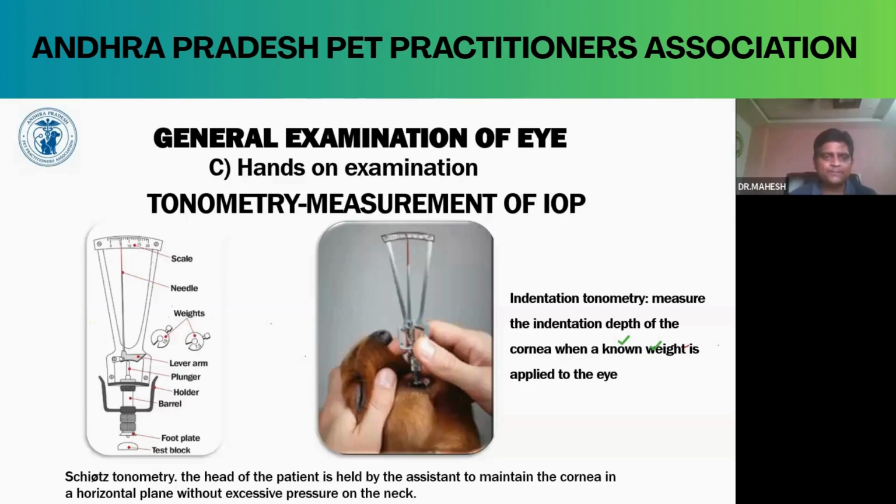These weights will be present. First, we have to put the 5-point weight here on the plunger, and this is a holder, and this is a barrel, and this is the foot plate. So this foot plate, you have to place it on the test block. Okay, like this, you have to place it.